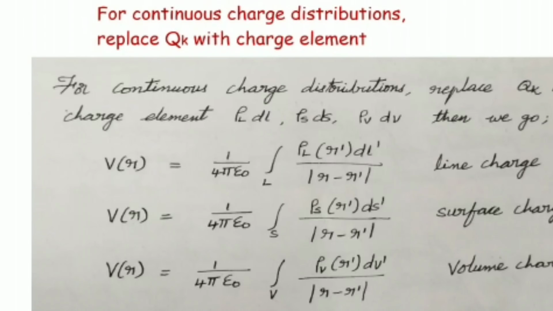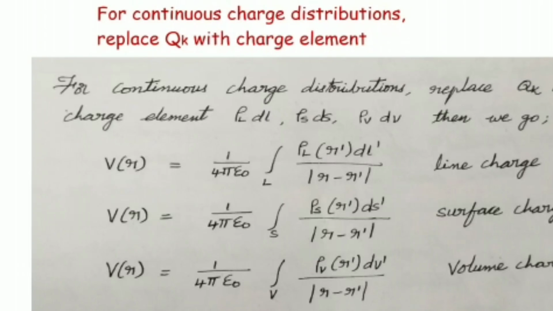Now, for continuous charge distribution, we replace our charge Qk with the charge element. So we can write V for the continuous charge distribution by replacing Qk with our charge element like rho L dl, rho S ds and rho V dV. That means line charge distribution, surface charge distribution and volume charge distribution. Then we can write V of r is equal to 1 divided by 4 pi epsilon naught integral over the line, rho L of r dash dl dash divided by magnitude of r minus r dash. This is for line charge.